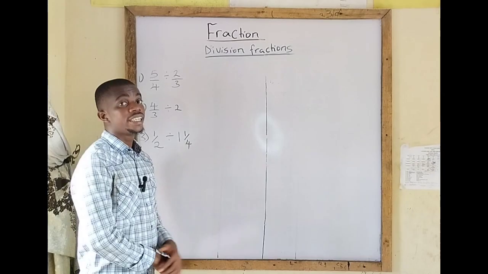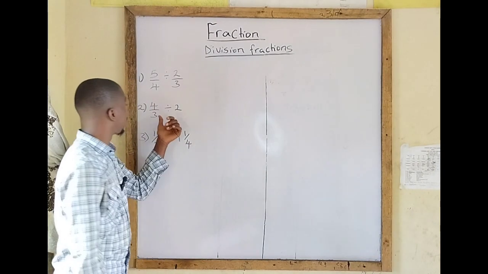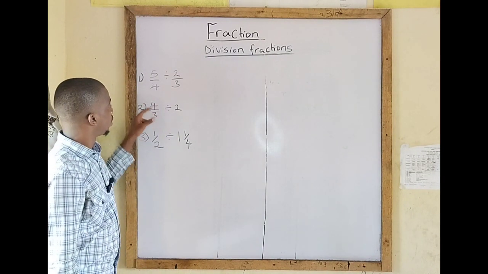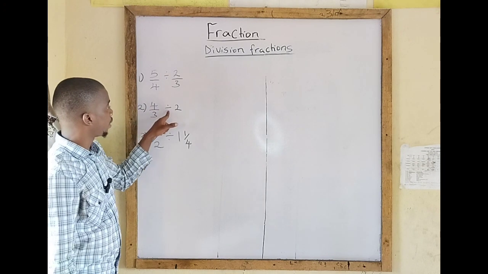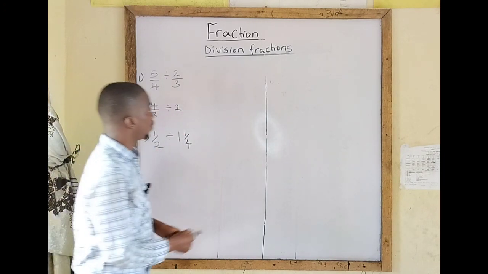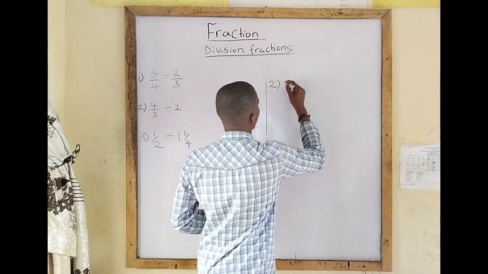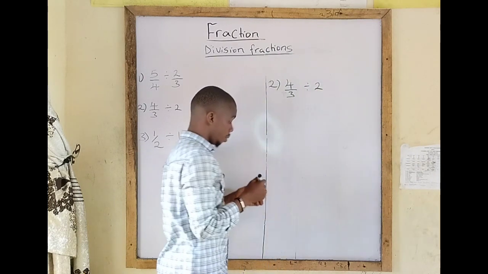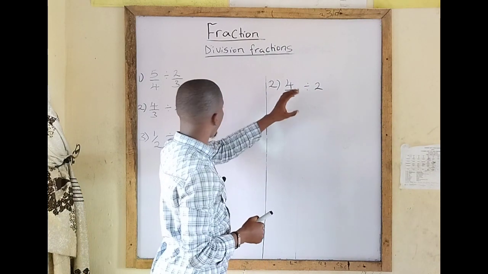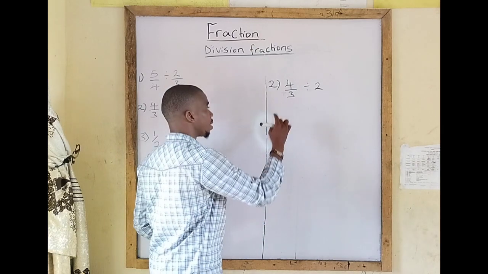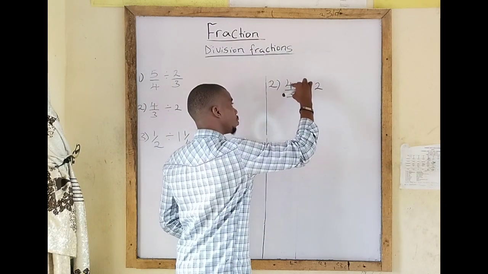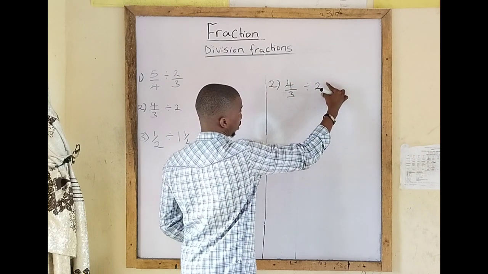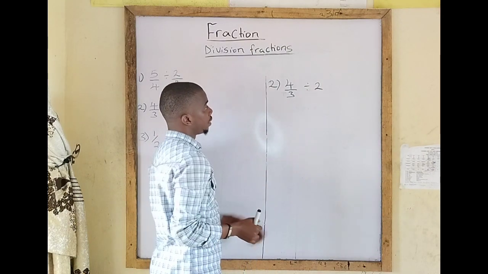Okay, the next question we are going to consider is number 2. It says divide 4 all over 3 divided by 2. Before we can divide this, notice that they are not in the same form. 4 all over 3 is a fraction and 2 is a whole number. So there's a problem there.